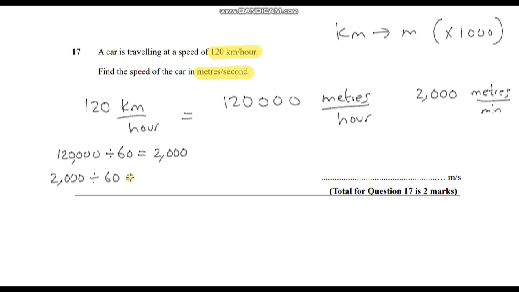2,000 divided by 60 gives us 33.3 recurring. If we round that to one decimal place, it's 33.3. Now our answer is in meters per second, which is what we were asked for. So our answer is 33.3.